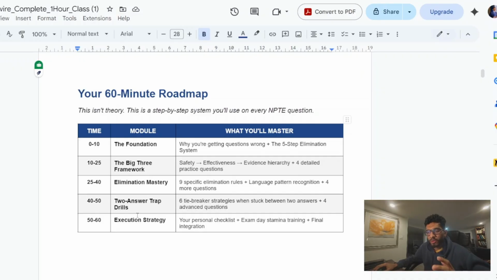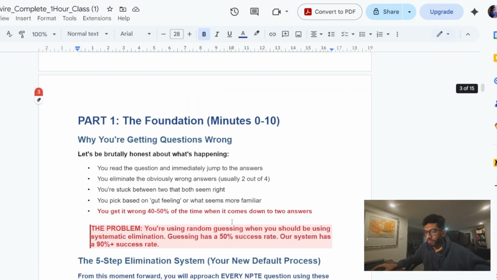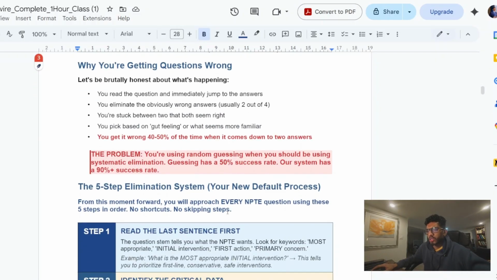There are 9 specific elimination rules, the language pattern recognition, and 4 more questions. When we come to the 40 to 50 minutes, we're looking into 2 answer trap drills, where we do 6 tiebreaker strategies when stuck between 2 answers, and answer 4 advanced questions. By 50 to 60 minutes, you are using an execution strategy. You learn your personal checklist, exam day stamina training, and final integration. So let's get into it, the free masterclass.